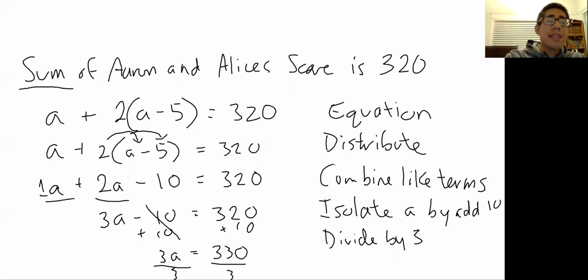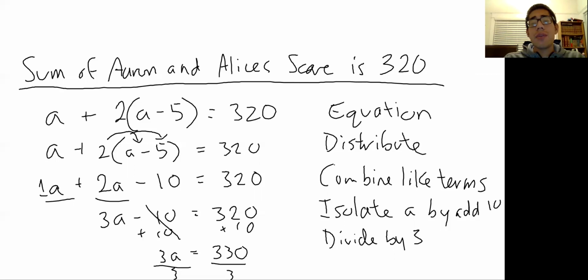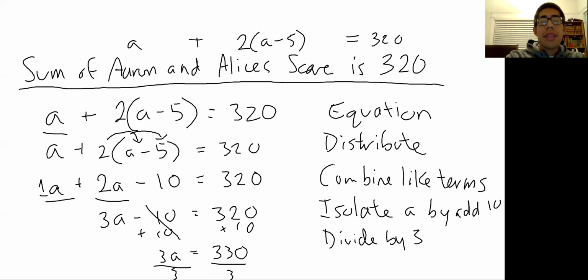We're going to use the fact that the sum of Aaron and Alice's score is 320 to write our equation. We know that Aaron, remember, is represented by A, which is why I have A here. We know Alice's score is represented by 2 times A minus 5, according to the problem. And we know that if we were to add both of these, we end up getting 320. So this equation that I have here, it didn't come out of nowhere. I'm using the problem, right, to kind of try to create something, right?